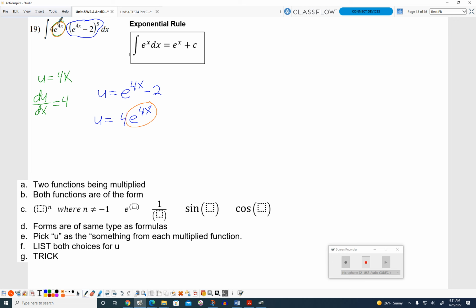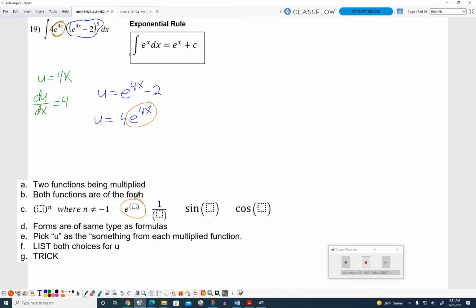Because I've got to make sure it fits one of these patterns, otherwise my rules aren't going to work. So the something was just 4x. And then you tell me the derivative of 4x is just 4. But 4 isn't the other multiplying function. So that didn't work.